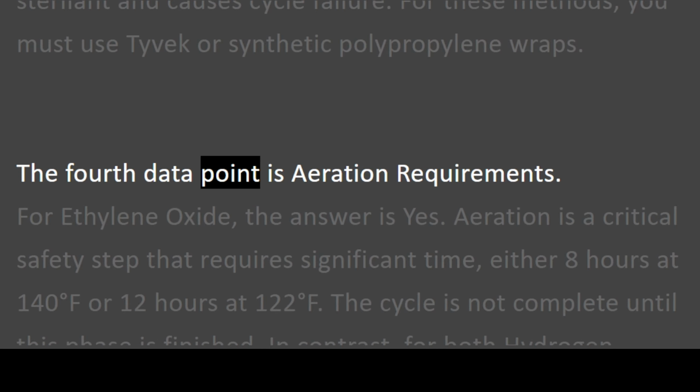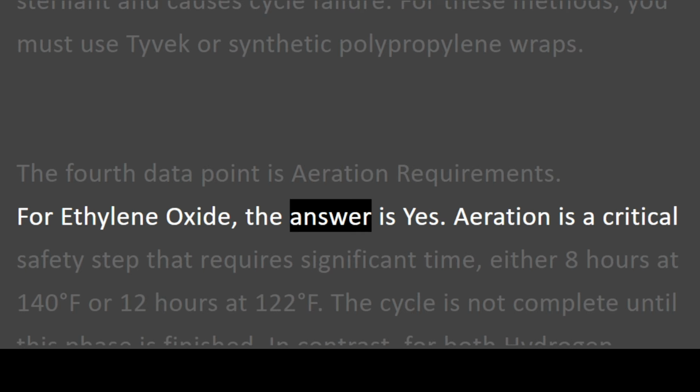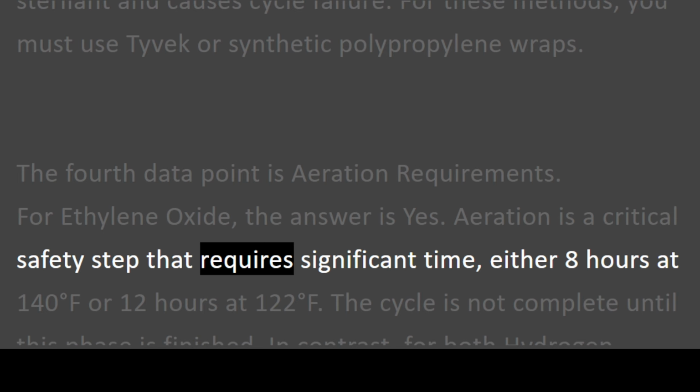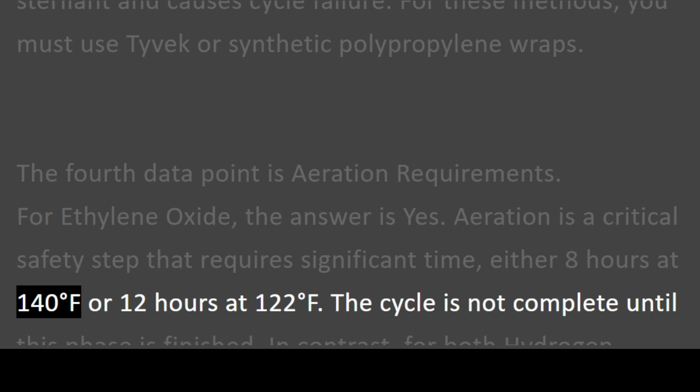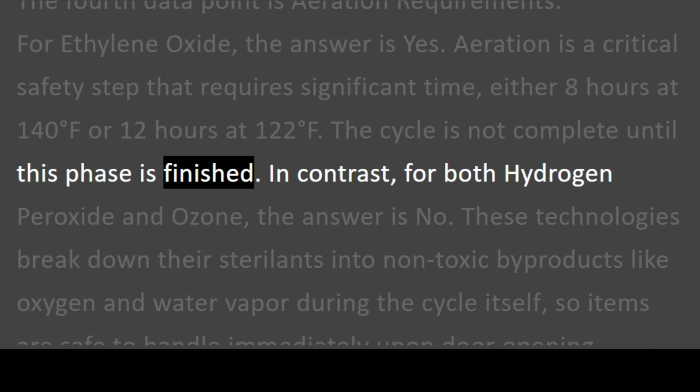The fourth data point is aeration requirements. For ethylene oxide, the answer is yes. Aeration is a critical safety step that requires significant time, either 8 hours at 140 degrees Fahrenheit or 12 hours at 122 degrees Fahrenheit. The cycle is not complete until this phase is finished.